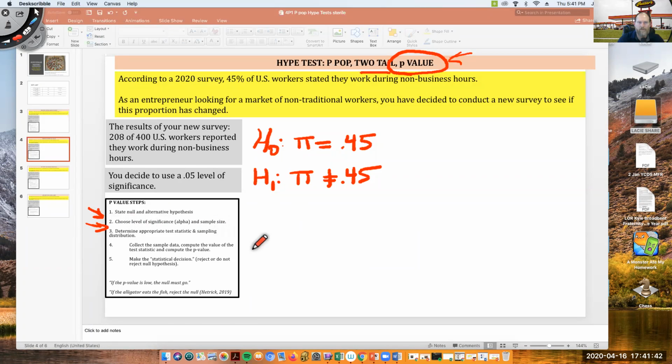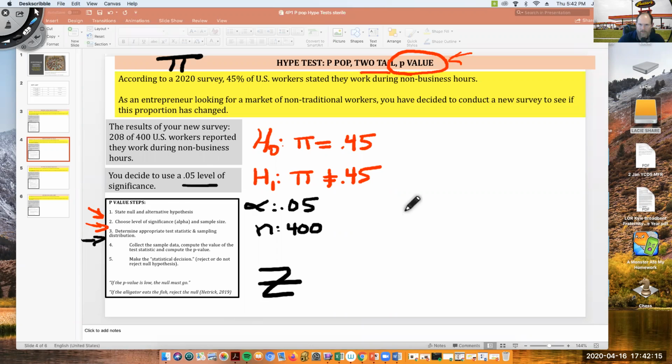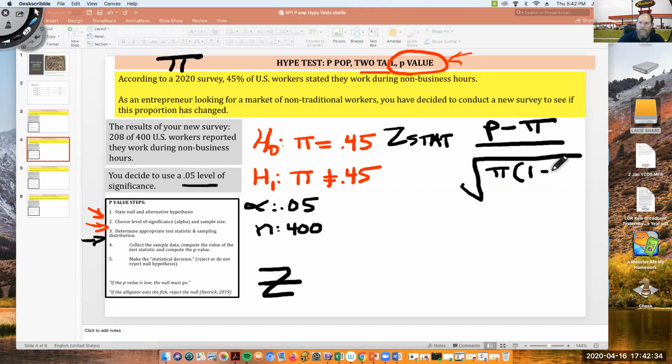Step two, choose the level of significance and the sample size. Well, that hasn't changed. So again, our alpha, our level of significance is 0.05. Our sample size is n, the amount of folks we talked to. Okay? Determine the appropriate test statistic and sampling distribution. Because we're rolling with P-pop, we're rolling with the Z distribution. That hasn't changed either. The test statistic hasn't changed either. So Z-stat is sample P minus P-pop over all that.